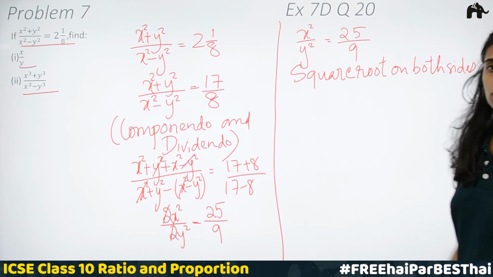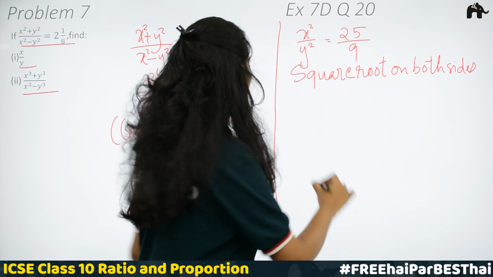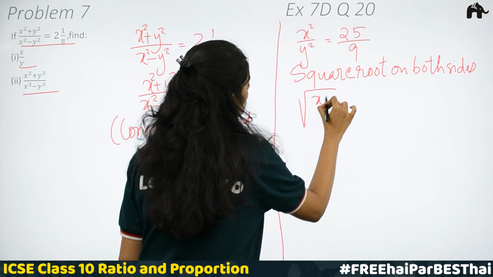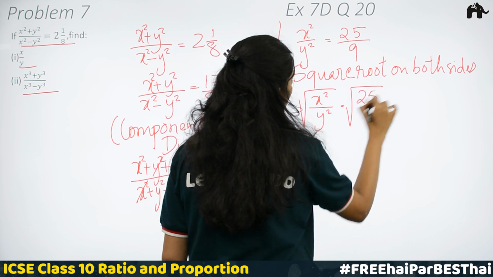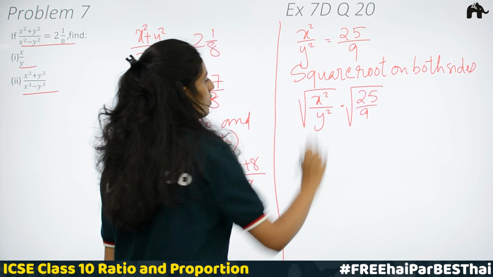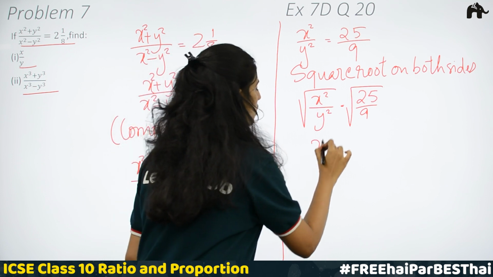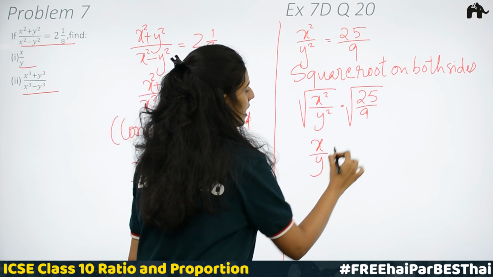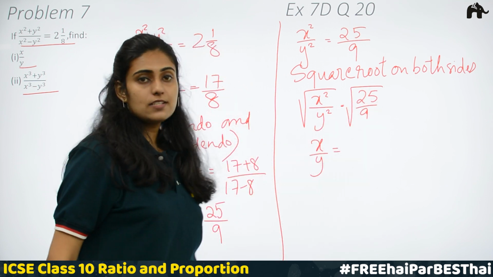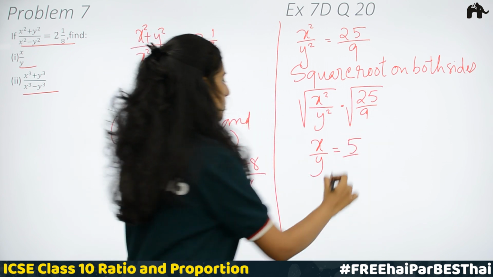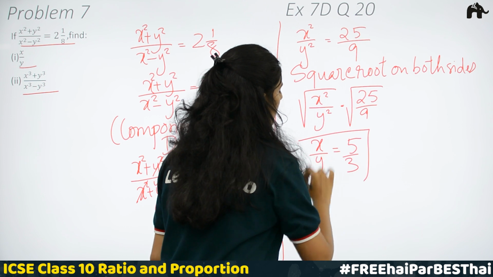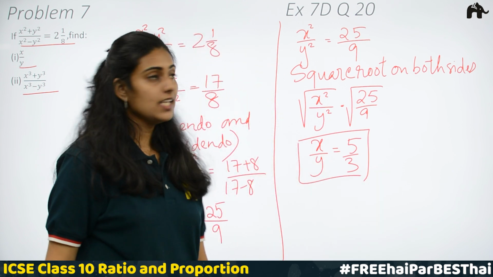Taking square root on both sides, we will be getting root of x square by y square is equal to root of 25 divided by 9. Root of x square is x, root of y square is y. X by y is equal to root 25 is 5, root 9 is 3. Okay, we got x by y is equal to 5 by 3.